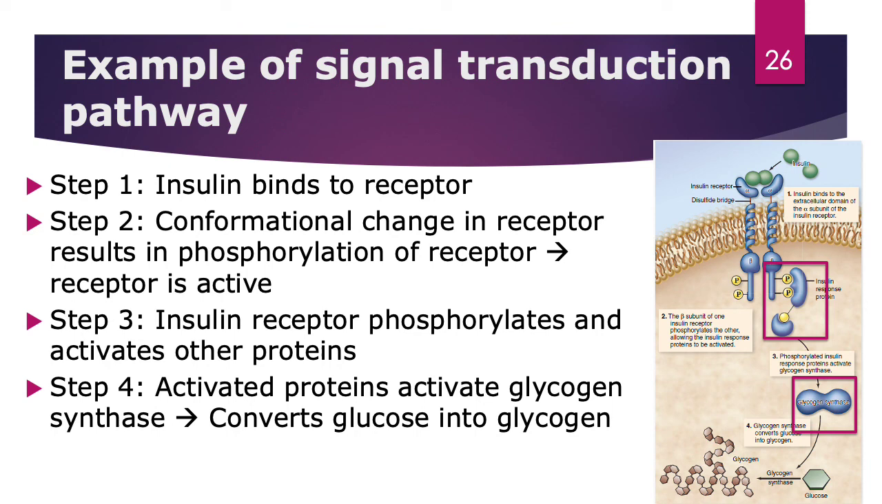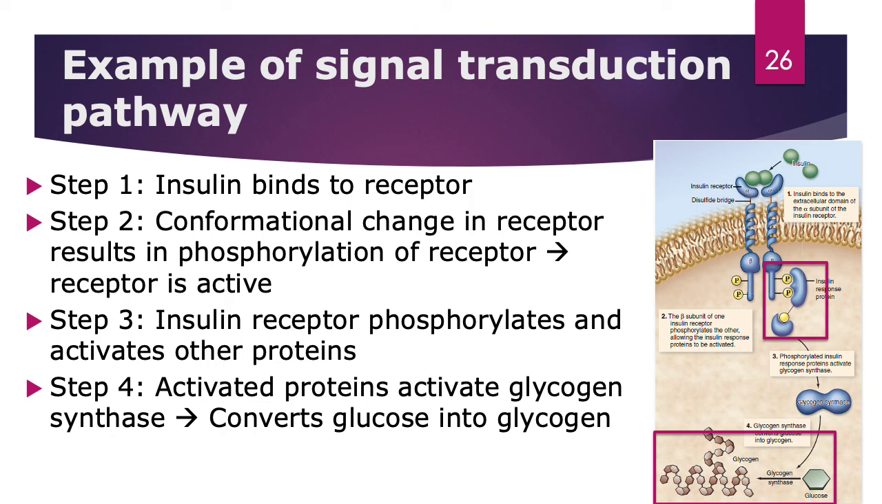enzyme glycogen synthase. The function of glycogen synthase is to take glucose and add them together, or covalently attach them together, to form glycogen. And thus, the insulin hormone is able to promote the enzymatic activity of glycogen synthase, thereby converting glucose to glycogen. And this is shown in the box in the figure where we can see glucose being converted into glycogen through the activity of glycogen synthase.